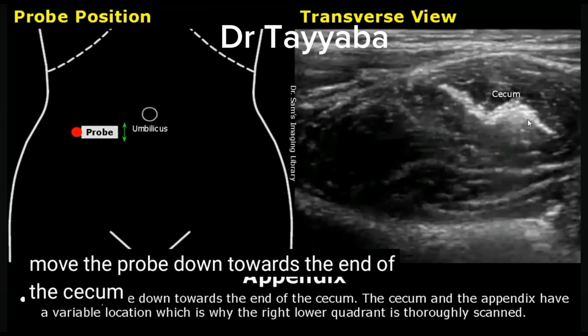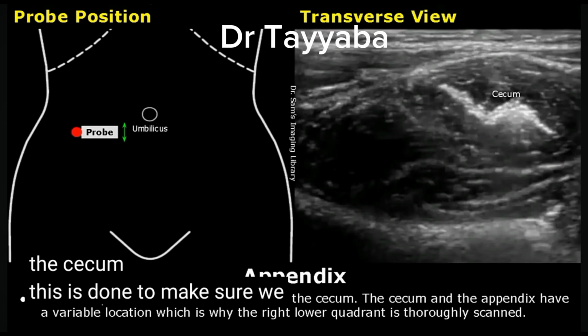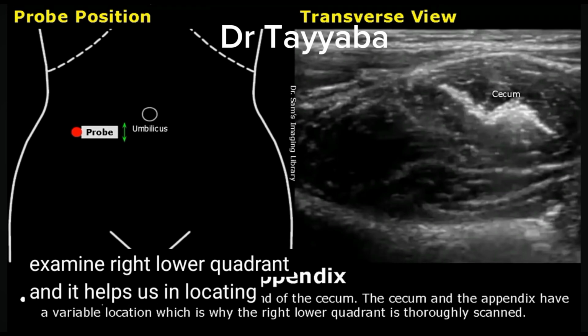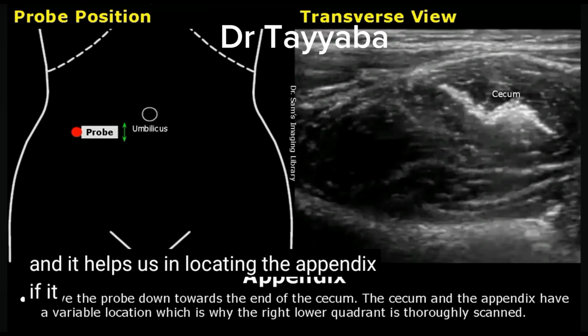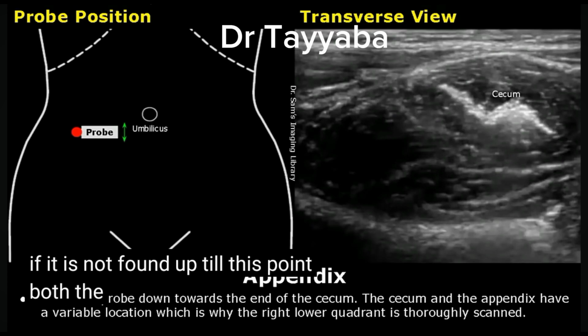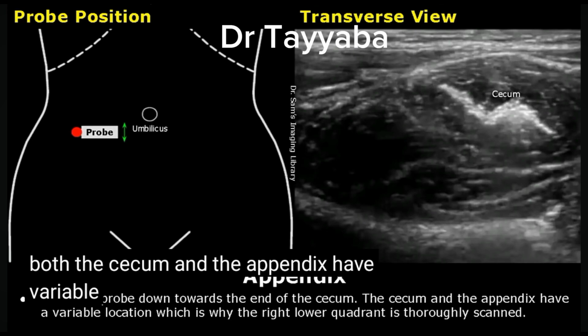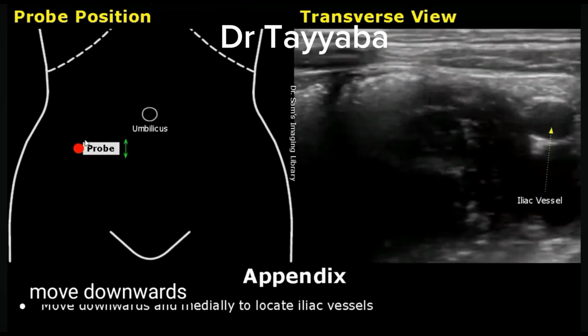Slide the probe down towards the end of the cecum. This is done to make sure we thoroughly examine the right lower quadrant, and it helps us in locating the appendix, if it is not found up till this point, as both the cecum and the appendix have variable location.